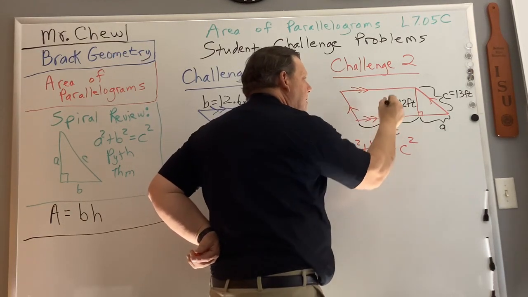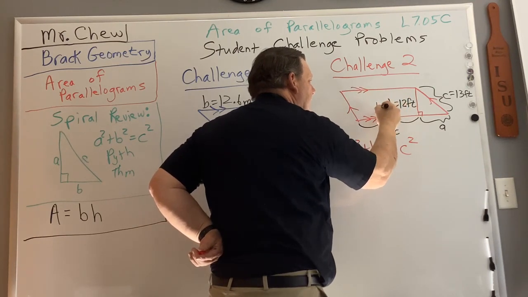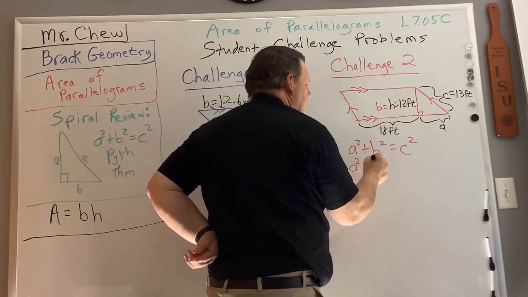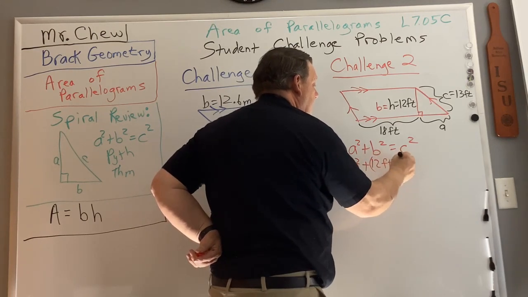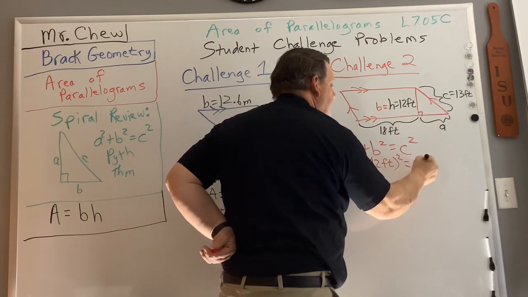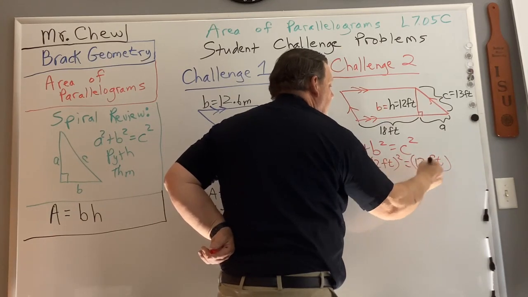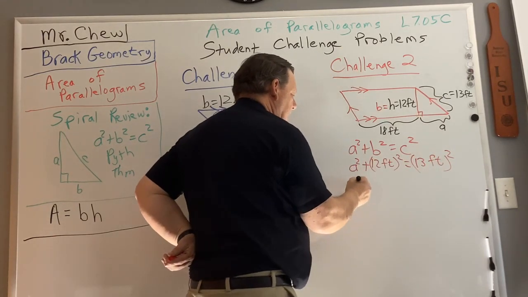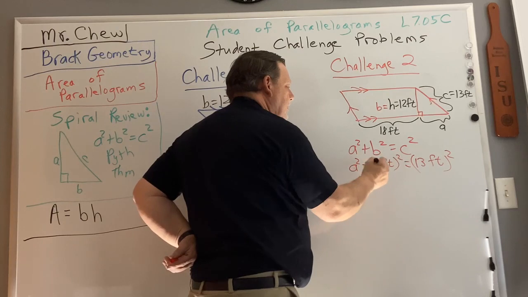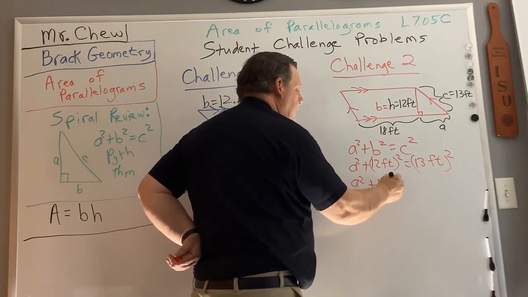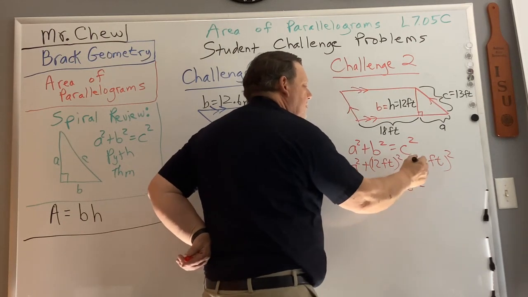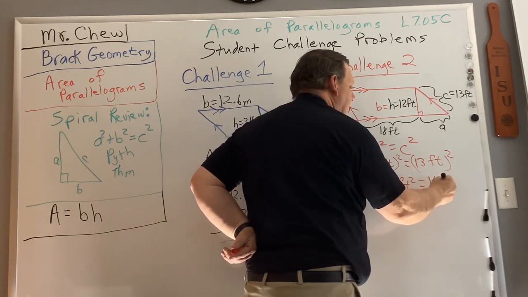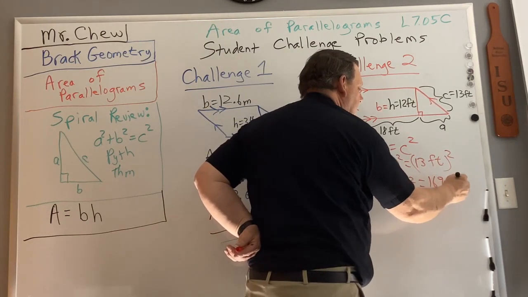The B squared, this is going to be my B here, because it's just the other leg. And the C squared is 13 feet squared. So A squared plus 12 squared is 144 feet squared. Feet squared is feet squared. 13 squared is 169 feet squared.